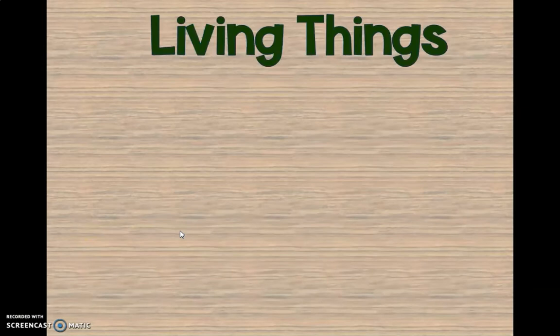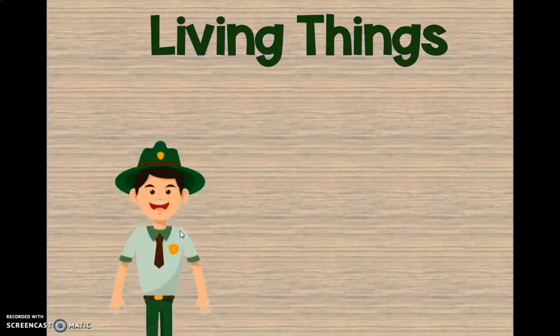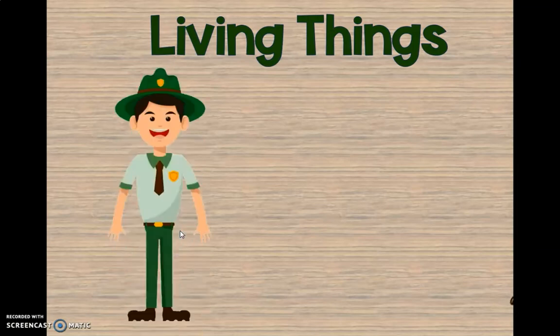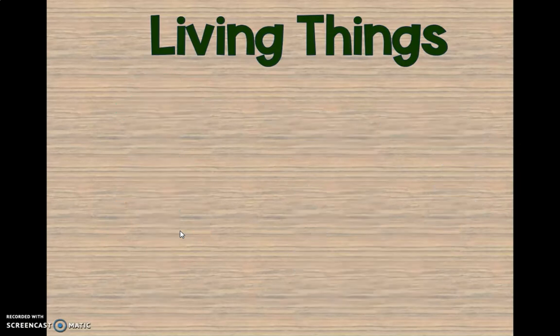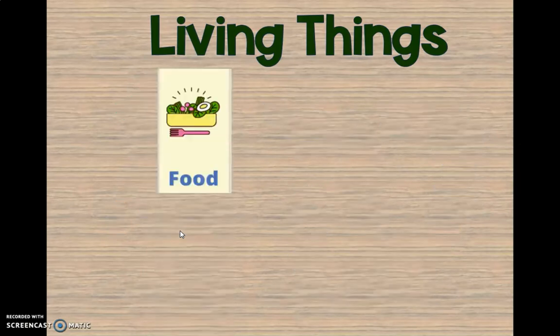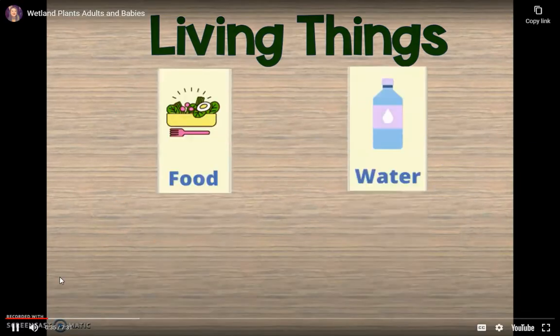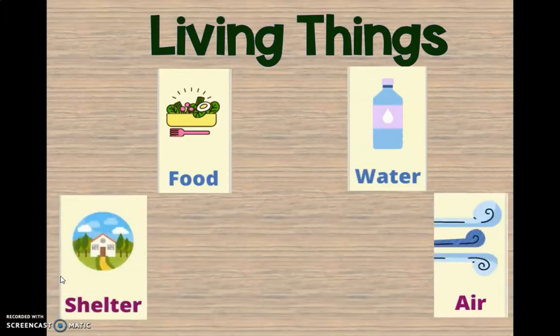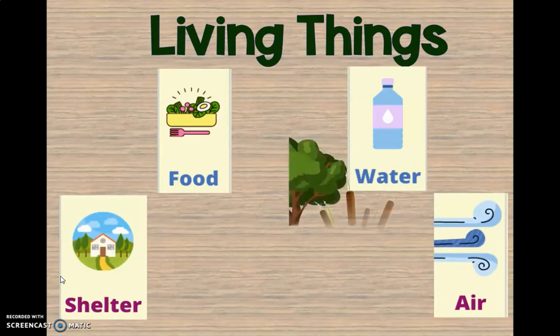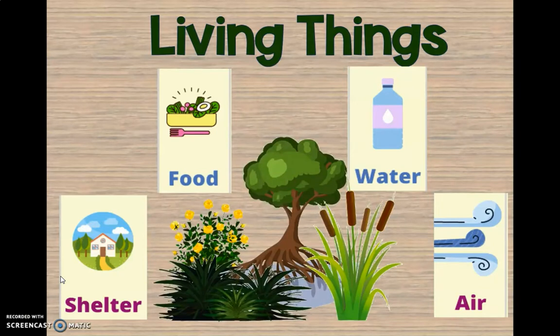You all know that there are living things in the world. If you close your eyes and think of some living things, the first thing you're going to think of are people and animals. Why are people and animals living things? Because they all need food, water, shelter, and air. Did you know plants need all of these things too?